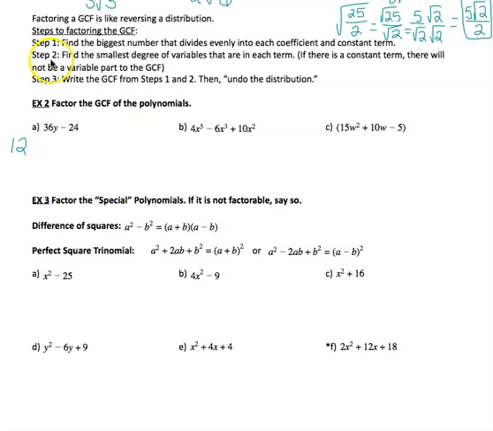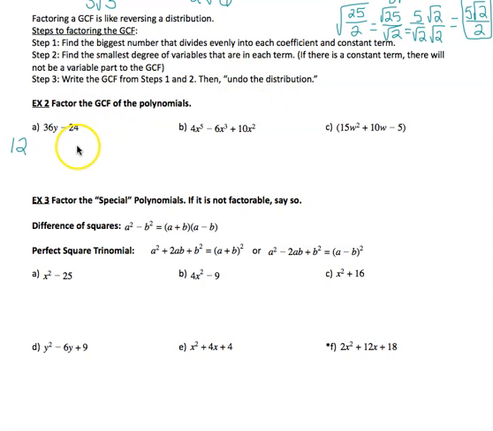Then step 2, find the smallest degree of variables that are in each term. And here's a hint: if there's a constant, meaning a term that doesn't have a variable, then there's not going to be a variable part to the GCF. So I look here, this guy has a y, but this guy doesn't. So I can't have a variable GCF, which means it's just the 12. So now I've written that GCF.